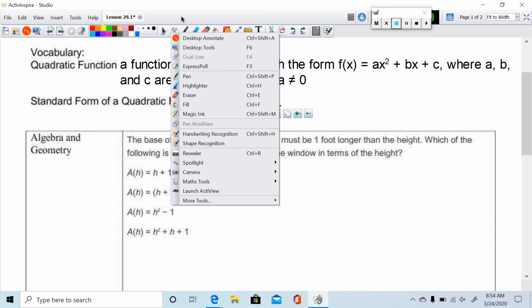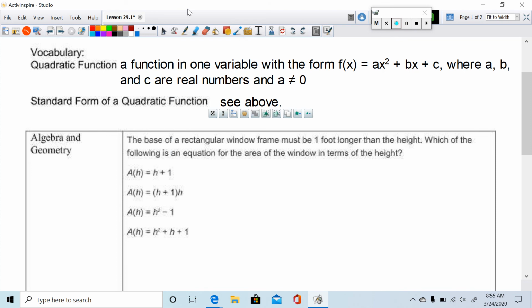A quadratic function is a function in one variable in the form f of x equals ax squared plus bx plus c, where a, b, and c are real numbers and a does not equal 0. Another way to say that is the standard form of a quadratic function, which is basically just f of x equals ax squared plus bx plus c.